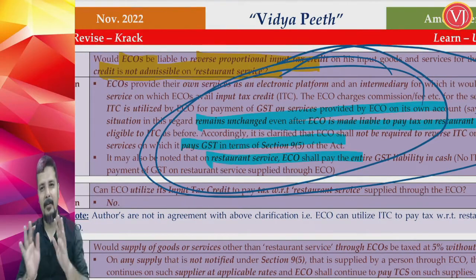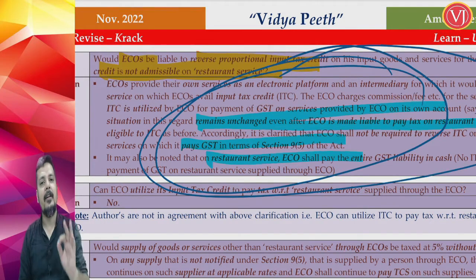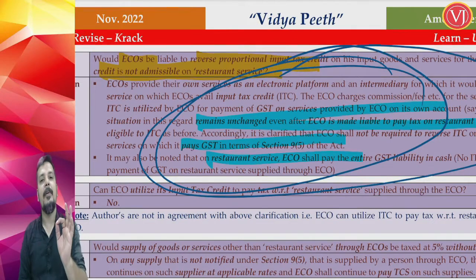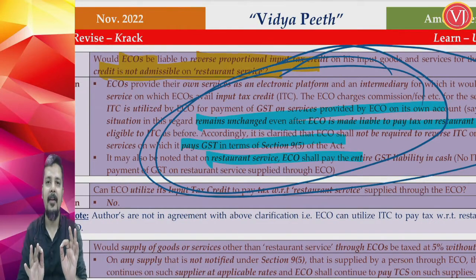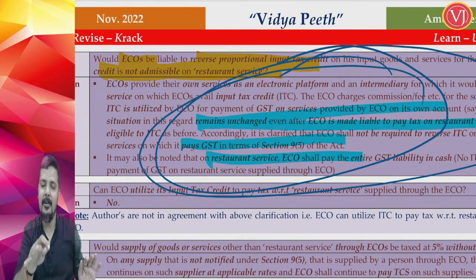So this is a very simple calculation, very simple understanding, though explained in a very lengthy manner. The net crux is earlier Swiggy or Zomato were paying GST on their supply. Now they are paying GST on someone else's supply. Their input tax credit will still remain intact. They were paying earlier GST on the lesser amount. Now they are paying GST on the higher amount. They will have their own input tax credit.